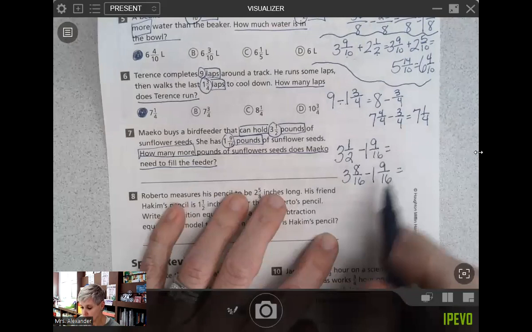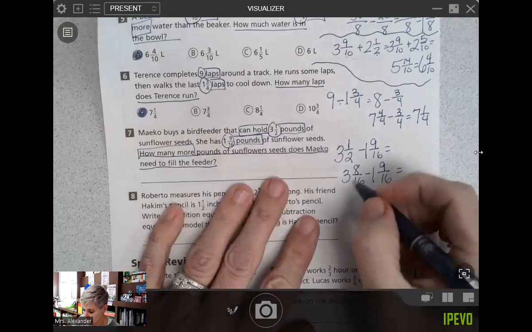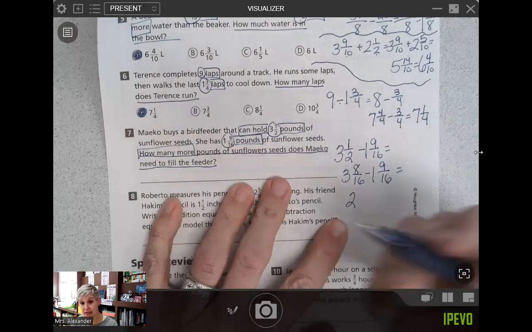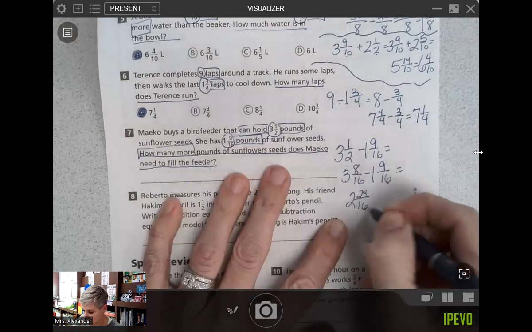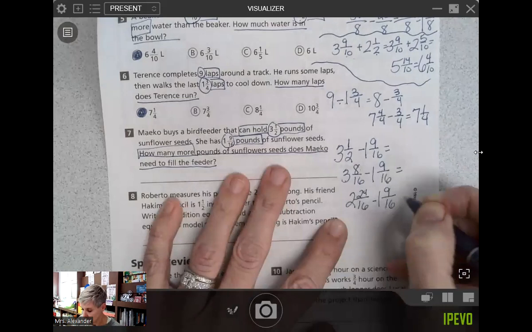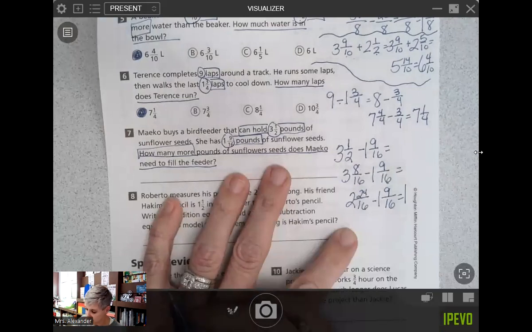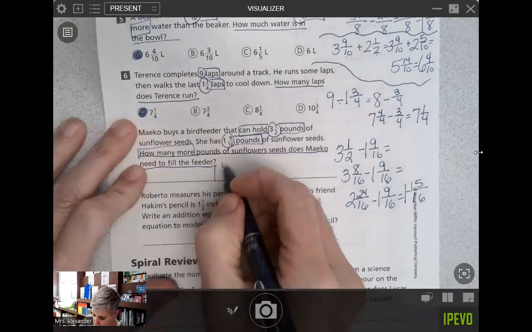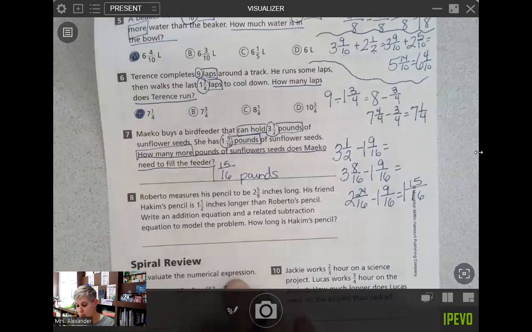Now, I can't do 8 minus 9 without doing some adjusting. I'm going to rename. I'm taking 1 away from 3. I'm adding that, then that 1 becomes 16ths. So I have 16 16ths plus 8. So that's 24 16ths minus 1 9/16. 2 minus 1 is 1. 24 minus 9 is 15/16. So I believe 1 15/16 pounds more. Okay. Remembering that we're going to label our answers and we have to write them in.